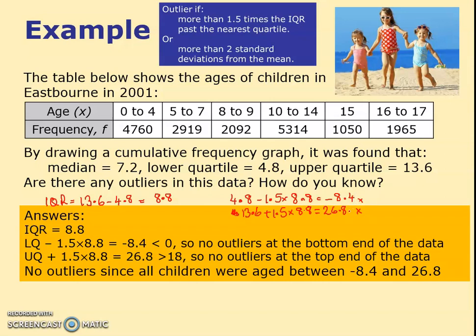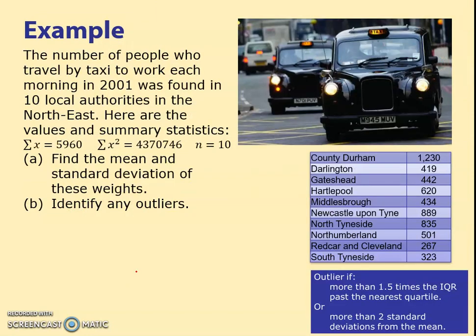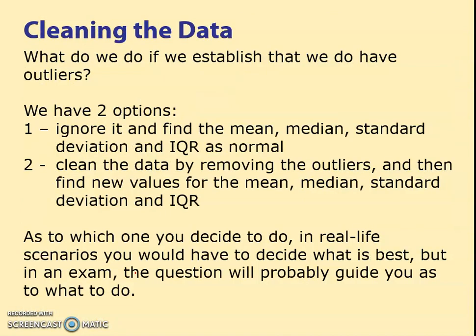What does my answer say here? No outliers, because all were between these two endpoints. So notice I identified these endpoints and therefore said all these children were between these ages. I've got one more example. I'm going to save this till class. Anyone who's doing this from home, you might want to do this for yourself. And we've got this summary of cleaning the data, and you might want to read that.